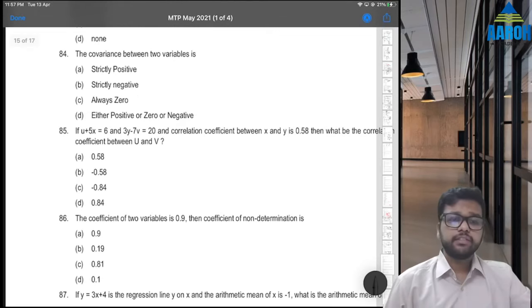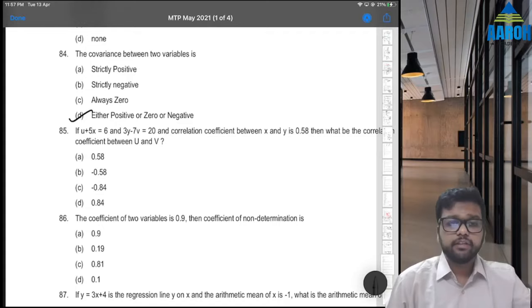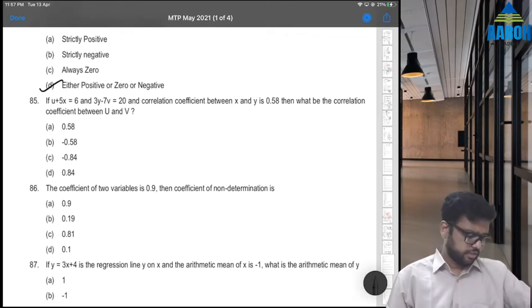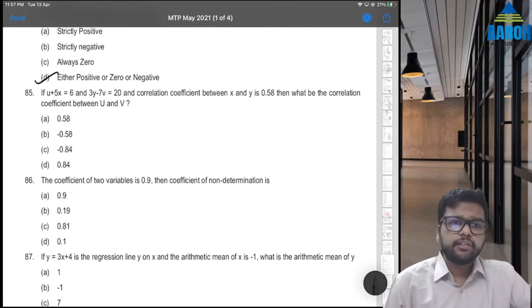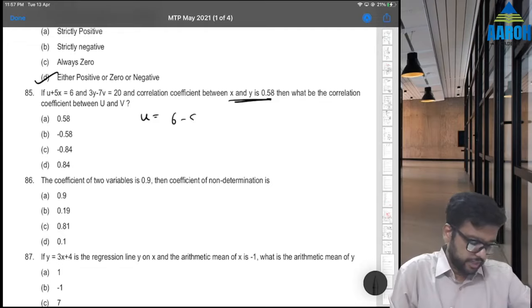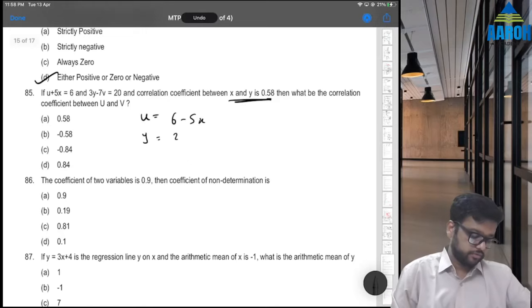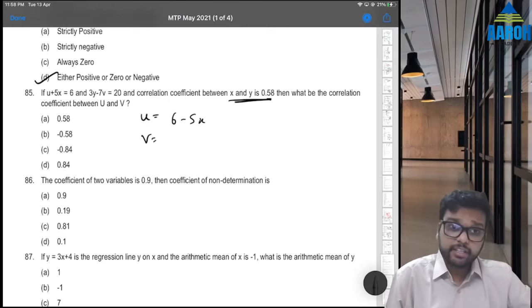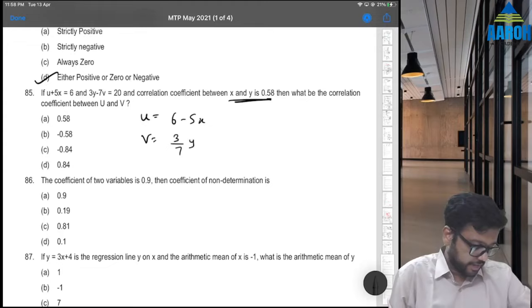Covariance between two variables can be positive, 0, negative, anything. Correlation coefficient can be between -1 and +1 only. Next. If u plus 5x is 6 and 3y minus 7v is 20, and the correlation coefficient between x and y is given. First let's rearrange as u is equal to 6 minus 5x and y is equal to 20 by 3 plus 7 by v. Rearrange it properly and check directly. If you are getting 3 by 7 y minus 20 by 7.